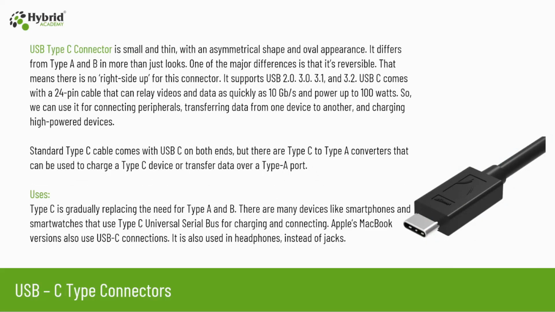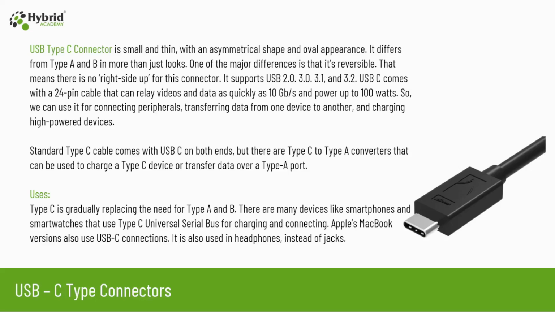Now the next one is the USB-C type connectors, which is most popular these days. This USB-C type connector is small, thin, with an asymmetrical shape and oval appearance. It differs from type A and type B in more than just looks. One of the major differences is that it's reversible. That means there is no right side up for this connector. It supports USB 2.0, 3.0, 3.1 and even 3.2.